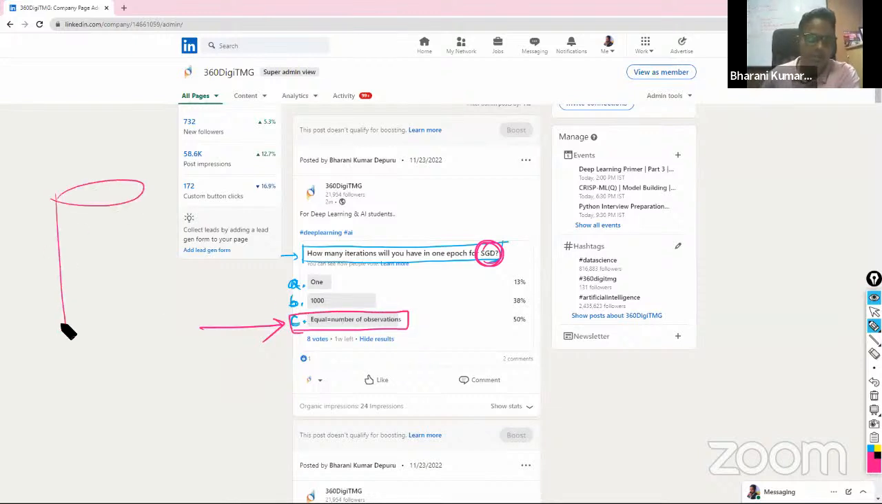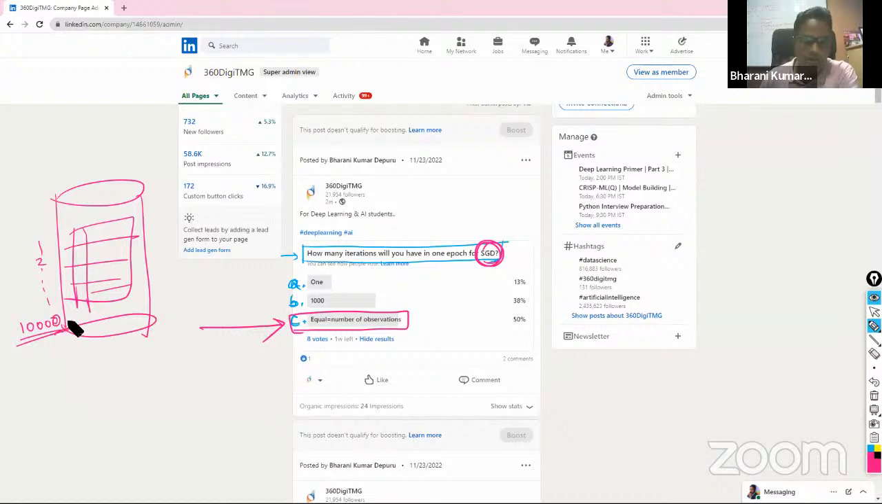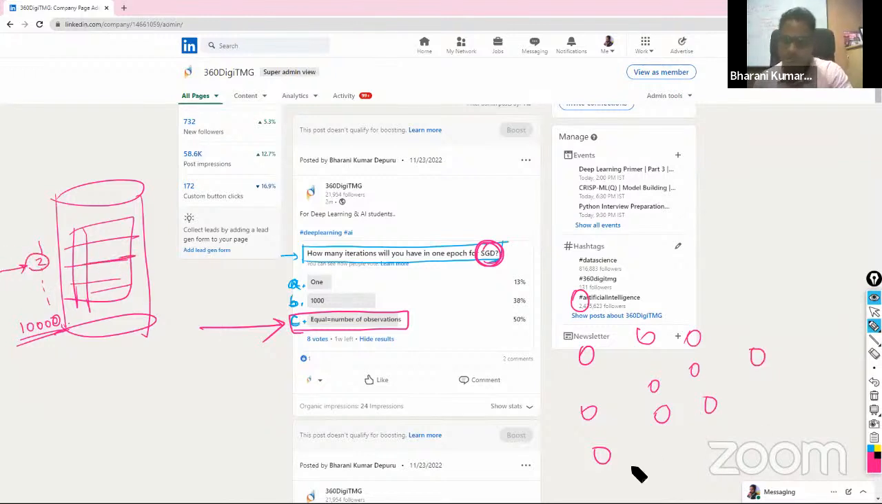If in your data set you're going to have 10,000 observations, then 10,000 times your weights will be updated in SGD, right? What does SGD mean? Stochastic. Randomly observations are chosen. You take these inputs, forward pass, calculate the loss, come back and update the weights one time. Then again, randomly choose another observation, pass it through, come back, update the weights in SGD. That is how it works.